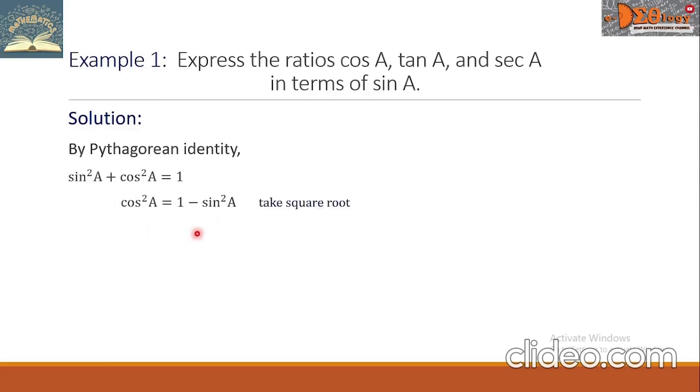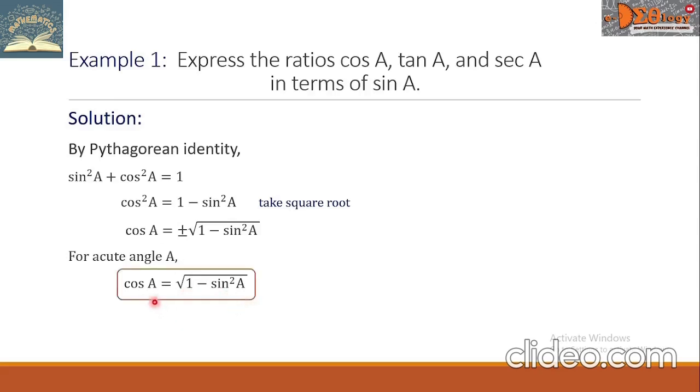Then we will take the square root of both sides. The left side becomes cosine A equals, the right side is plus or minus the square root of the quantity 1 minus sine squared A. Since we are dealing with acute angle A, the cosine A will take the positive value of the square root of 1 minus sine squared A. So this is the value of cosine A in terms of sine A.